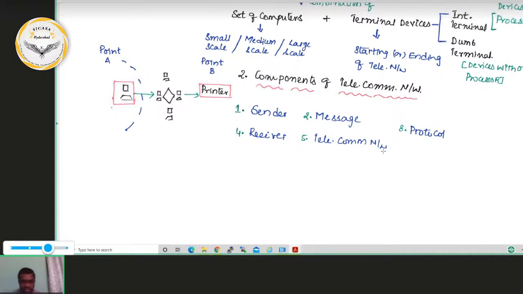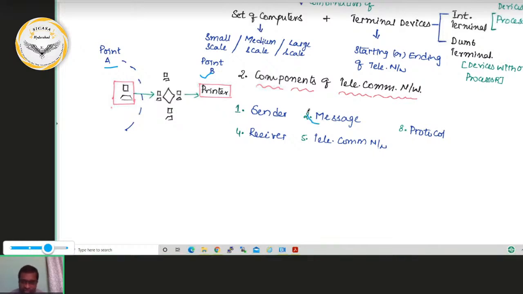So what do you mean by sender? Let us say you take point A. Point A is called the sender, and point B is called the receiver. What do you mean by sender? A device which is transmitting the data is called the sender. What do you mean by receiver? A device which receives the message is called the receiver.